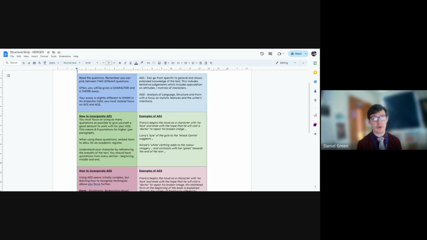Now, I created this structure strip specifically for my classes to structure their essays, and this is geared more towards higher tier. However, you can still use these with foundation tier. You will just have probably a more sophisticated essay than you need.